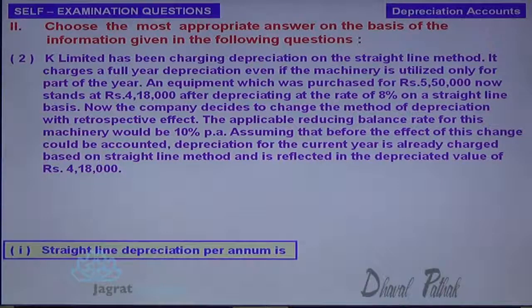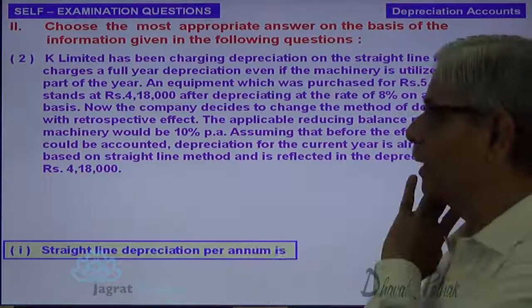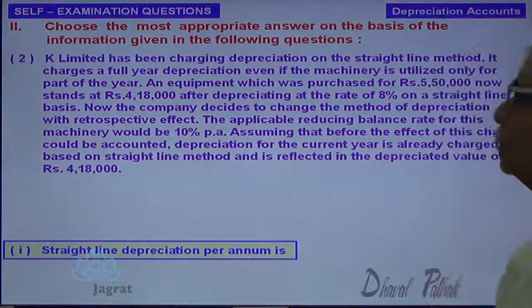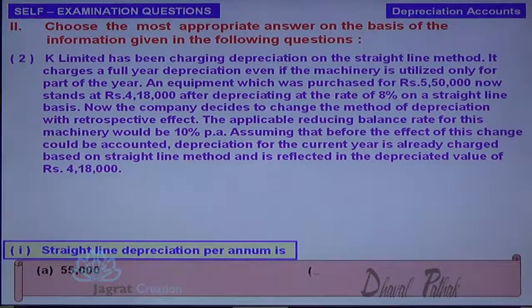Now the first multiple choice question. Straight line depreciation per annum. So you are given 4,18,000 as the last written down value. This 5,50,000 is the purchase price. These are the options given to you.